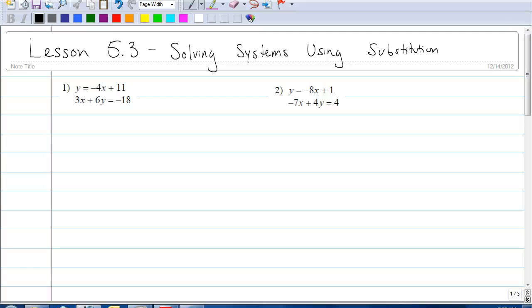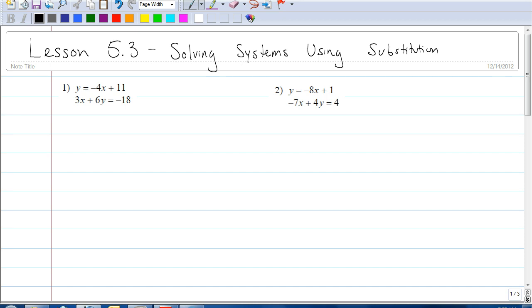Okay, so in the previous lesson we looked at how to solve a system of equations using graphing. And remember when we did that, our goal was to figure out where our lines intersected, if they intersected at all. Because when we solve a system we're looking for a common solution. So by graphing, that common solution is going to be where they intersect.